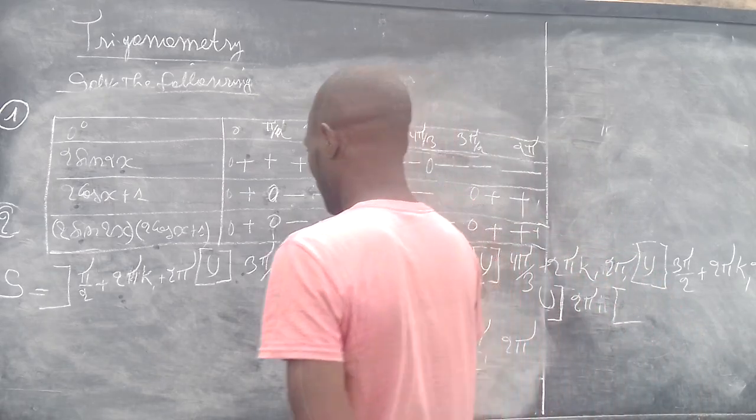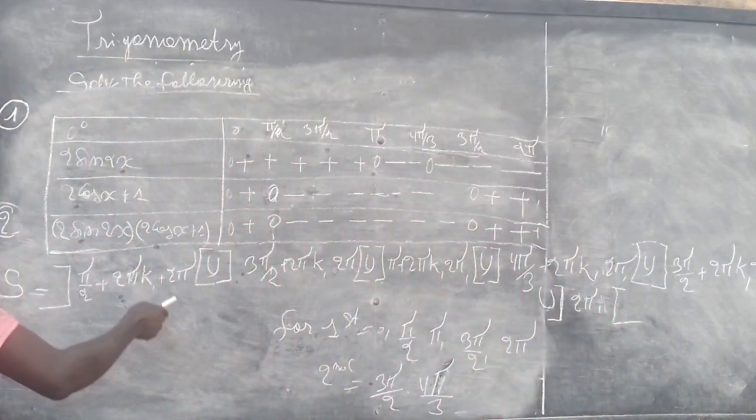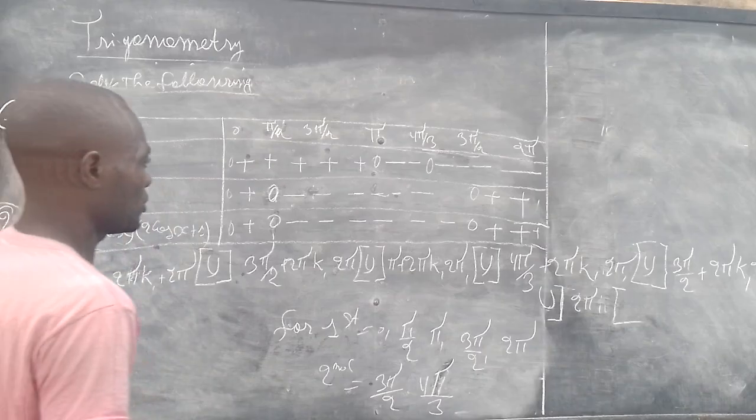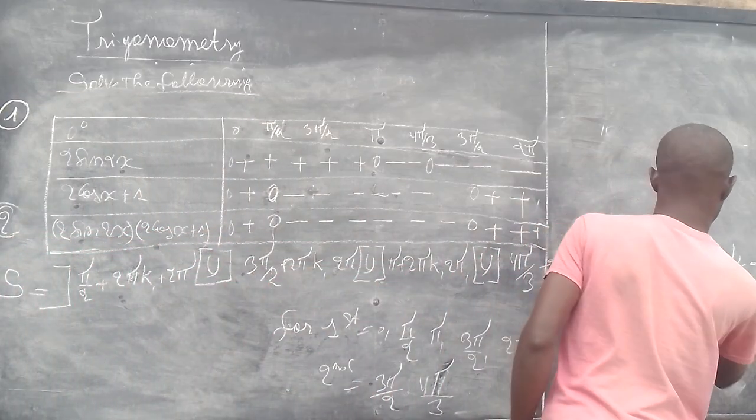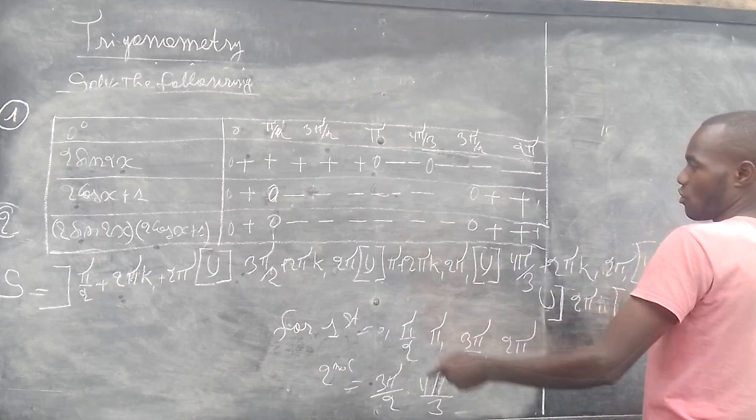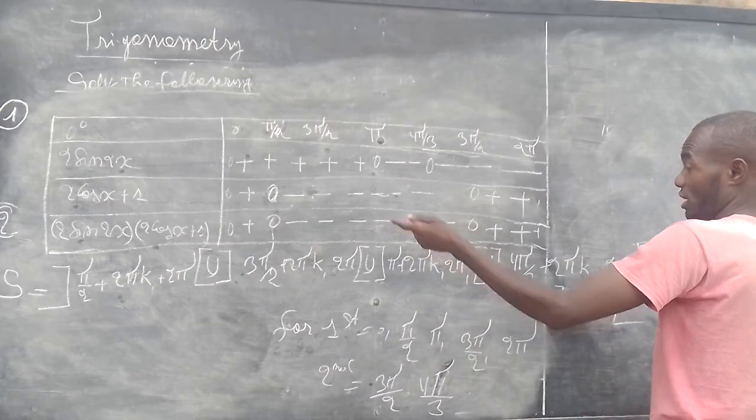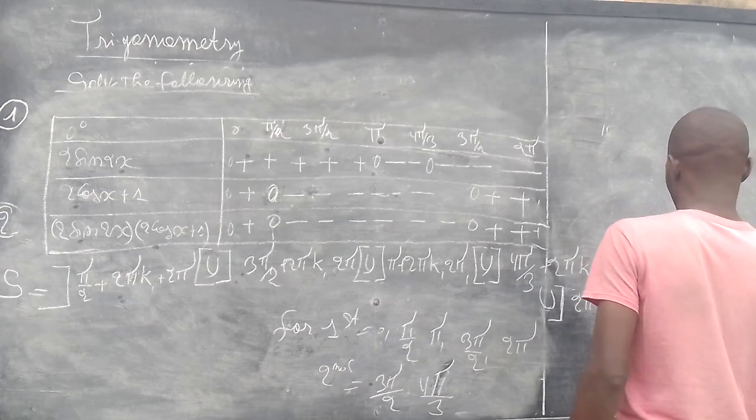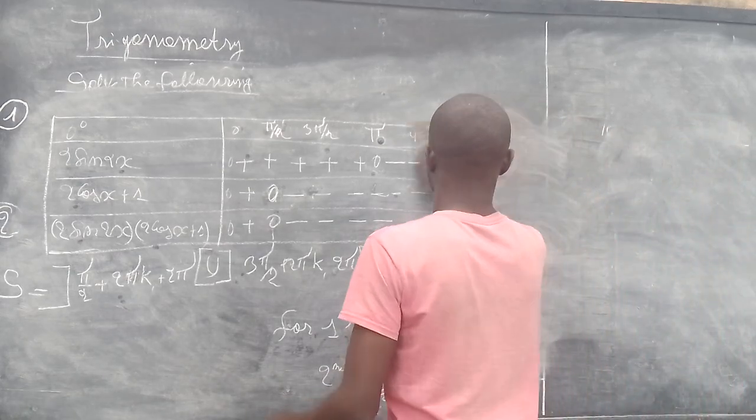So this is the answer for the second question, sub-question 1 at A. So let's move to the sub-question 2. Sub-question 2 is the question 2. So this is how we are supposed to construct it. This is the sign table.